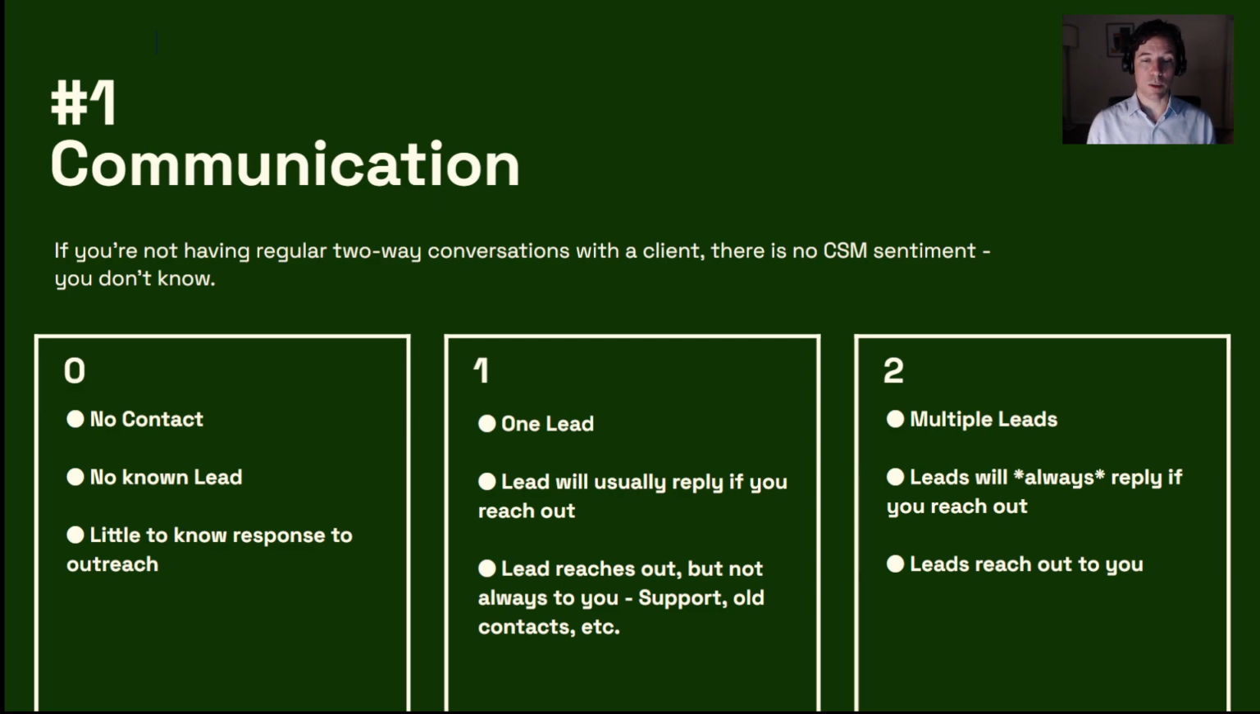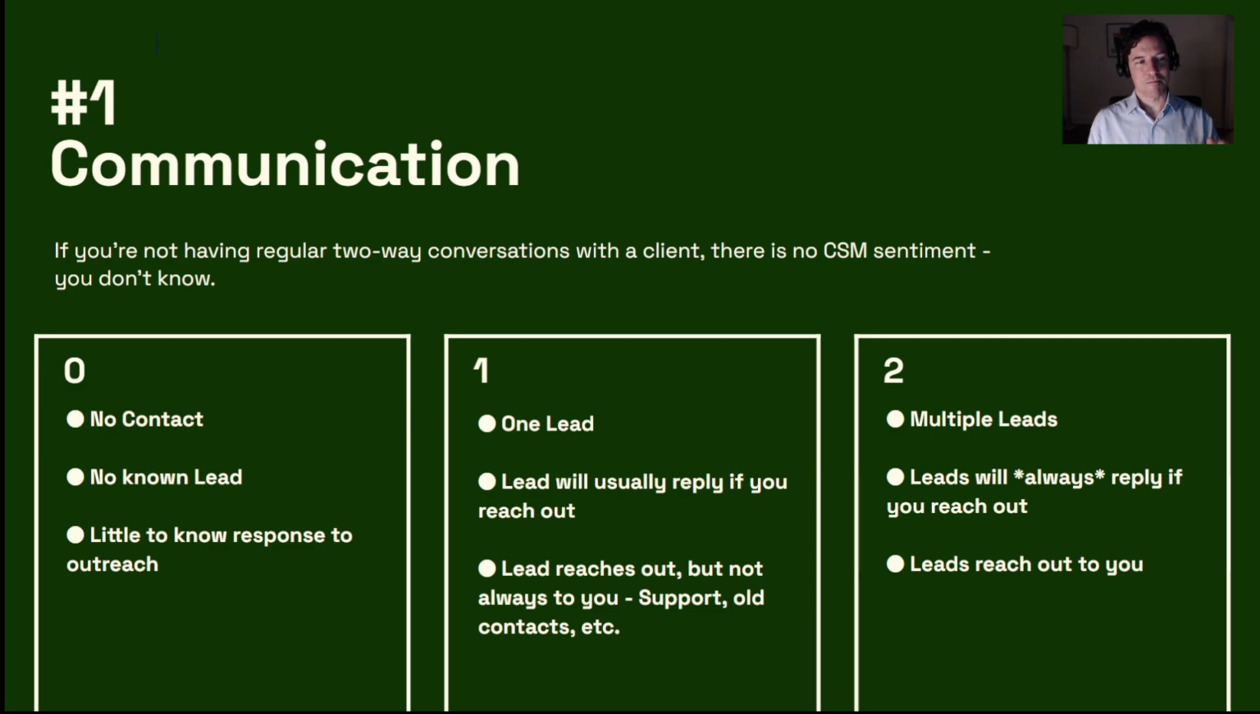And the lead reaches out, but not always to you. Support, old contacts, etc. So they'll reach out to support, say, hey, I don't know who my CSM is, or they'll call the office, or they'll call the support line instead of replying to your emails, for example. That's your 1. It's passable. You have spotty communication, but there is communication.